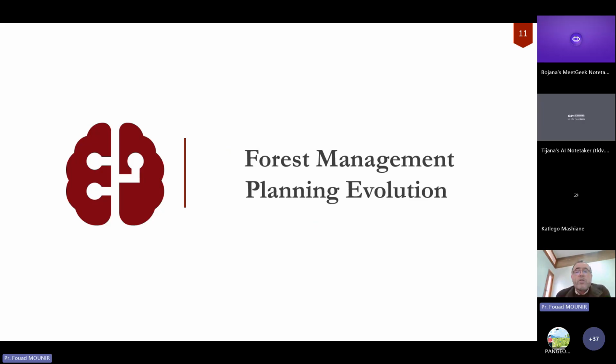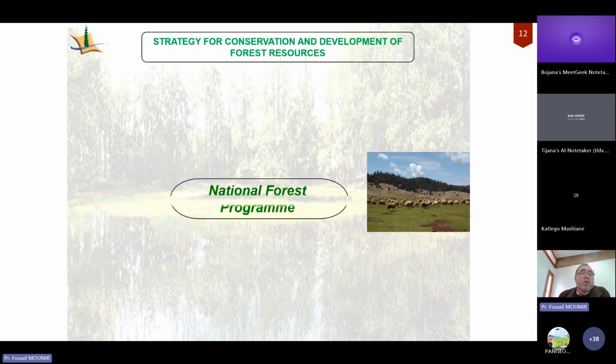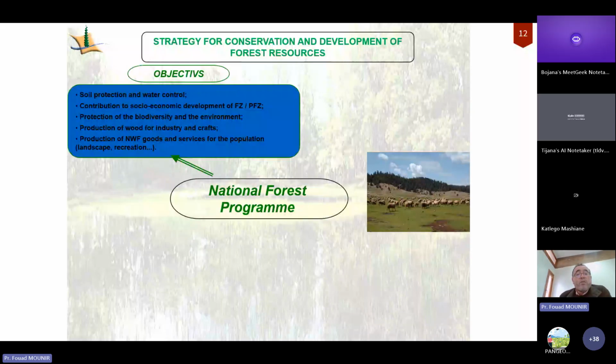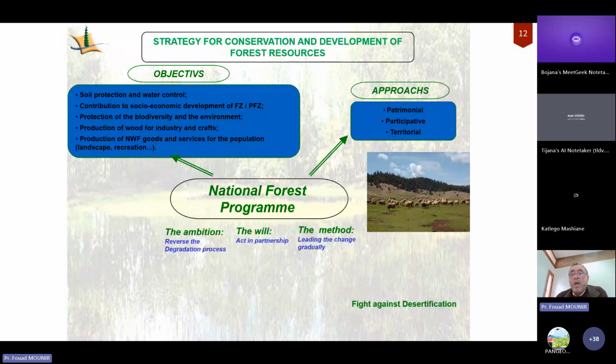Then to overcome these issues and to be able to conserve our forest and also develop it, the forest department came up with a new strategy that is mainly based on the National Forest Program, which has as objectives soil protection and water control, contribution to socioeconomic development for forest zone and peri-forest zone, protection of biodiversity and environment, and the production of wood for industry and craft, and finally producing non-wood forest products, which are important for the Moroccan ecosystem and services based on some goods and services. And the approach has to be patrimonial.